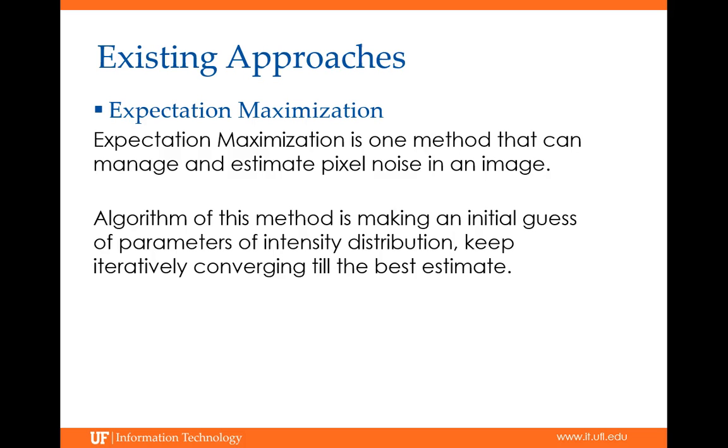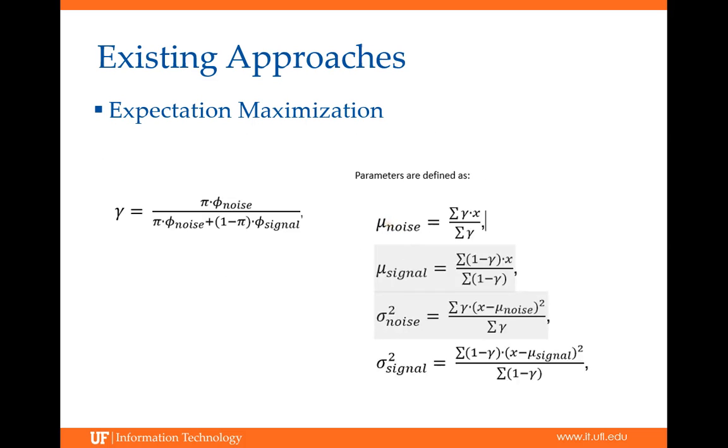Expectation maximization is one method that can manage and estimate pixel noise in an image together with cell. Despite that, this method is involved in a responsibility function and seems complicated. It is an efficient way to deal with pixel noise. And we're gonna use the following functions.